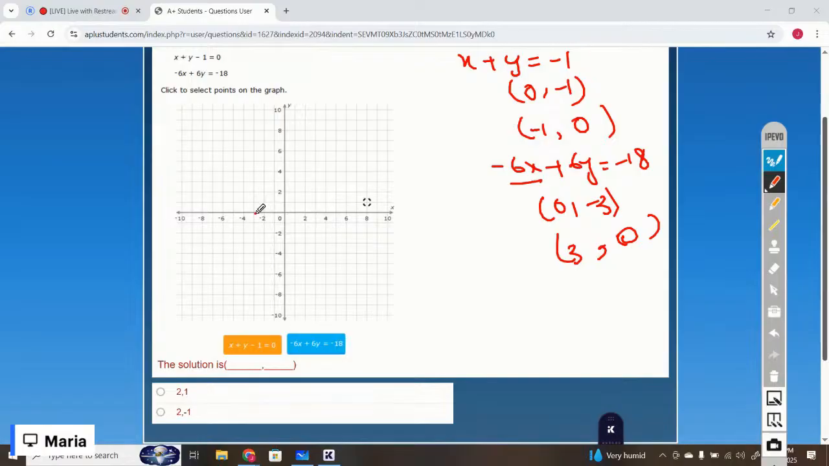So (0, negative 3), no, x is 0, y is negative 3. x is 3, y is 0. That would be the line for equation number 2. Okay, x is 0, y is negative 1. x is negative 1, y is 0.